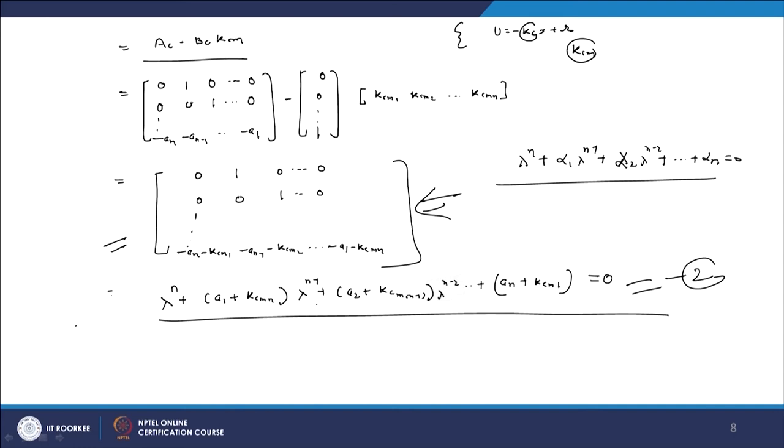Now if you compare it, what will we get? Alpha n is compared with a n plus KCM 1, that means this is equivalent to this, that is a n plus KCM 1, and after solving this we will get KCM 1 equal to alpha n minus a n. Now here alpha n minus 1 gives you a of n minus 1 plus KCM 2, so we can write down KCM 2 equal to alpha n minus 1 minus a of n minus 1, and this process repeated. Finally we write alpha 1 as a 1 plus KCM n, therefore KCM n we can write down as alpha 1 minus a 1.